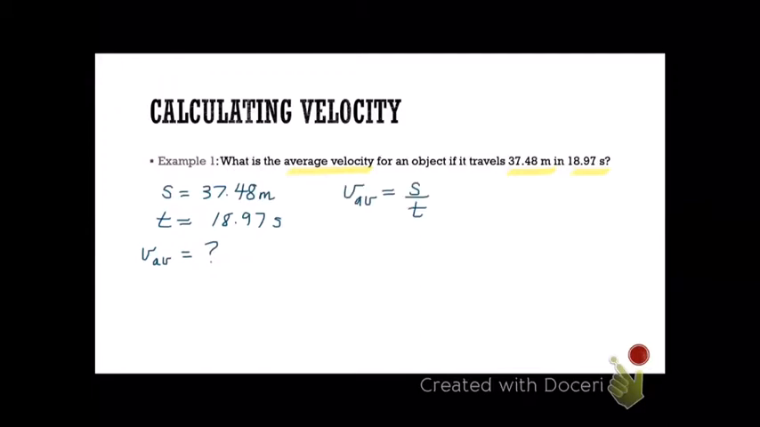Alright, so we have our basic formula. Average velocity equals displacement over time. Substitute your data. We know the units are correct. They're in standard units of meters and seconds. Calculate your answer. Underline it. And of course, don't forget your units.